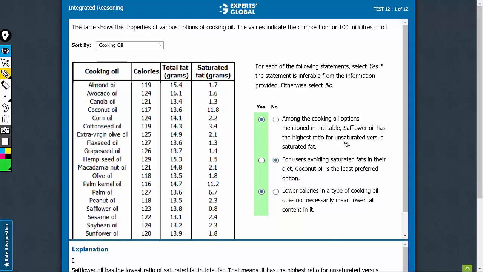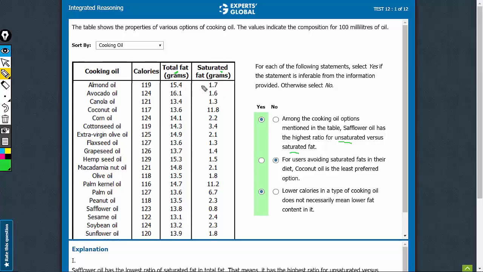This talks about the ratio of unsaturated and saturated fat. One may wonder that there is no column for unsaturated fat, but think: if there is total fat and one part is saturated, what can the other one be? It has to be unsaturated. So wherever the ratio of saturated upon total is the highest, the ratio of unsaturated would be the lowest.